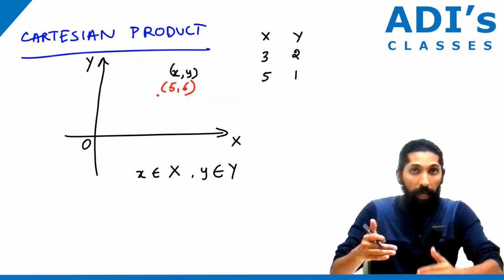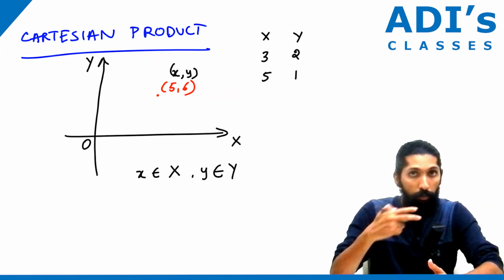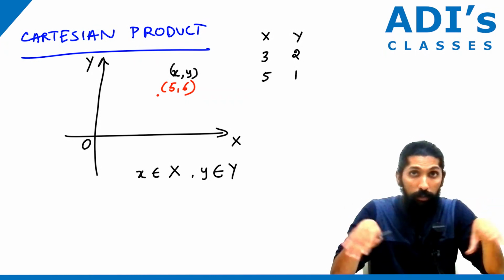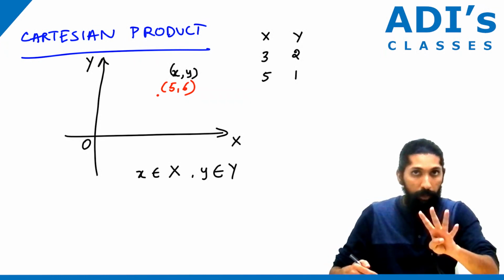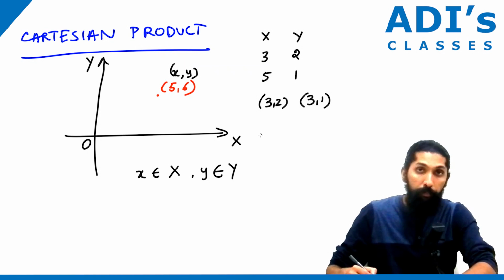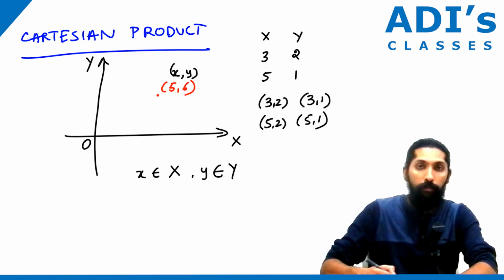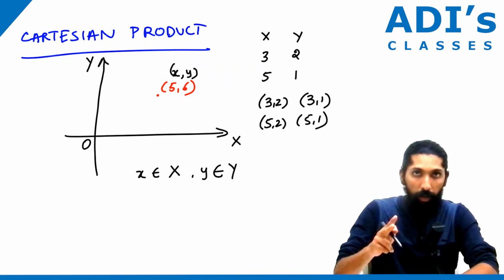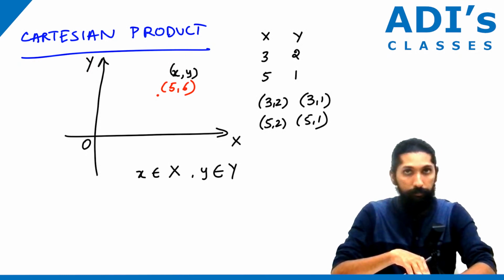Again, I'll tell you, X can take 2 values. Y can take 2 values. Now, in total, how many X and Y pairs can I make? You can make 4 pairs, isn't it? The first one is what? 3, 2. Next is 3, 1. This is one pair, like 2 pairs. The next one is 5, 2 and then 5, 1. So, from 2 X values and 2 Y values, we got 4 pairs of points, isn't it?